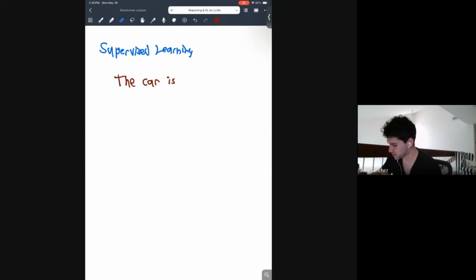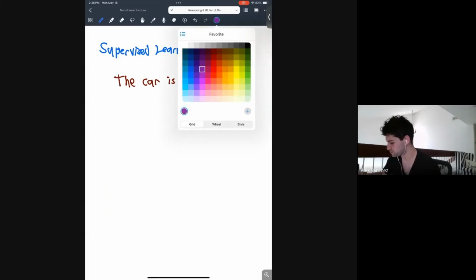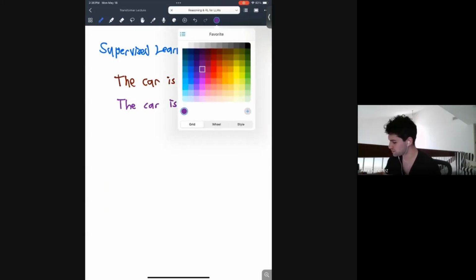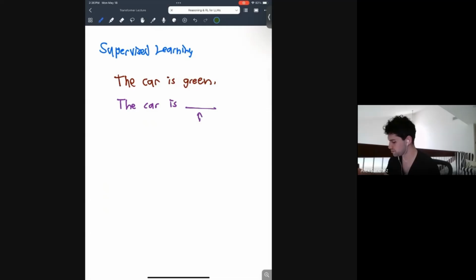We have a sentence: the car is green. Let's give it a color. This is the ground truth. Our model so far has outputted: the car is blank, right? It's trying to predict this next token. And let's say it predicts it's like totaled.